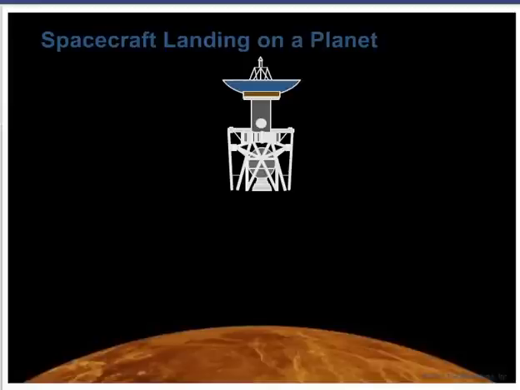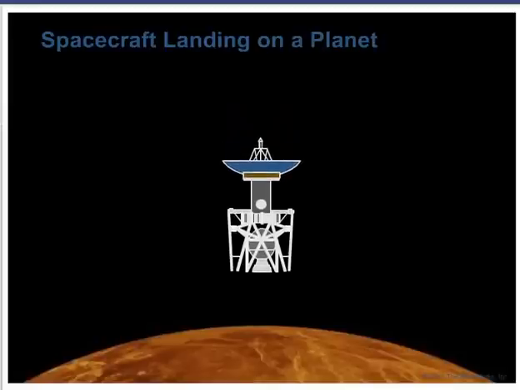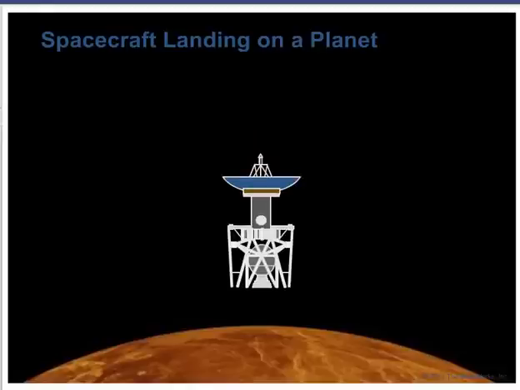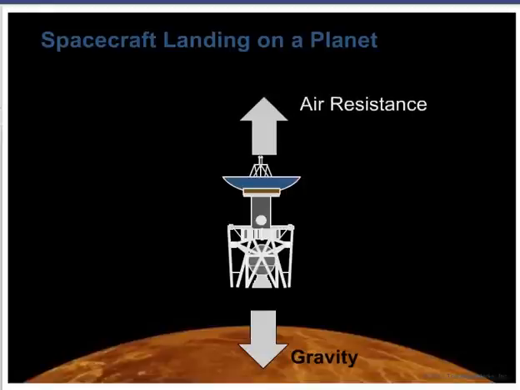Imagine the scenario of a spacecraft landing on a distant planet. A simplified model of this probe in descent considers just two forces acting on the probe. The force of gravity accelerates the spacecraft toward the planet, and drag force, due to air resistance, slows it down.